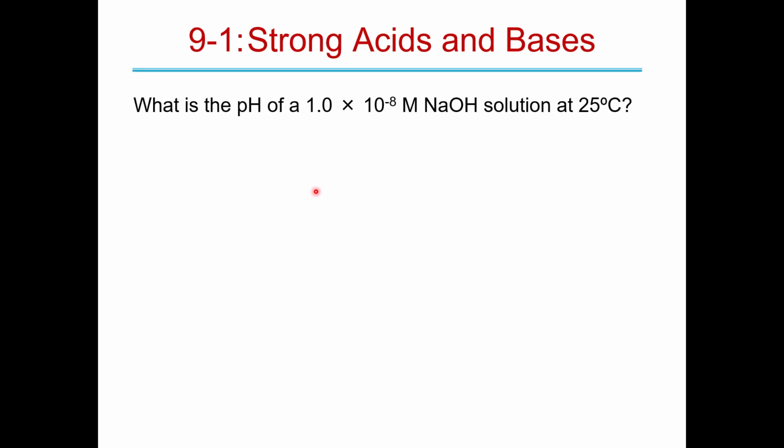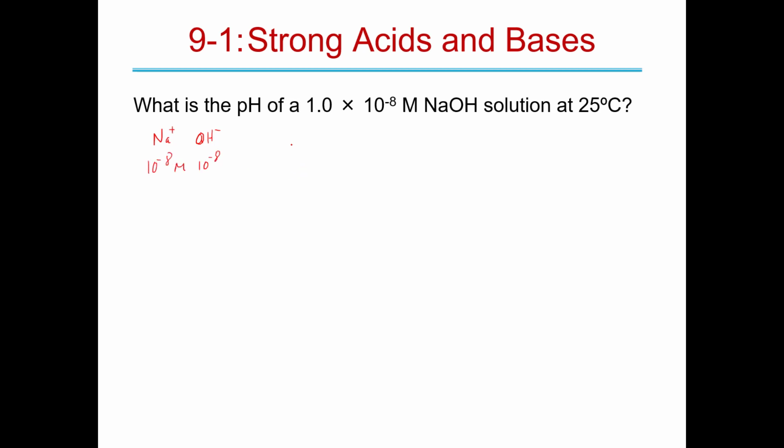So what would be the pH of a 1.0 times 10 to the minus 8 molar sodium hydroxide solution at 25 degrees Celsius? Sodium hydroxide is a strong base, so we know that it's going to completely dissociate to give us sodium cations and hydroxide anions. And so each of these is going to have a concentration of 10 to the minus 8th molar.